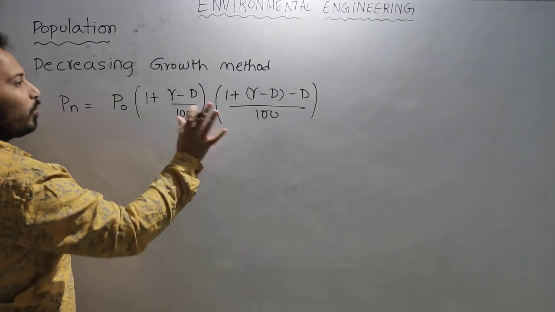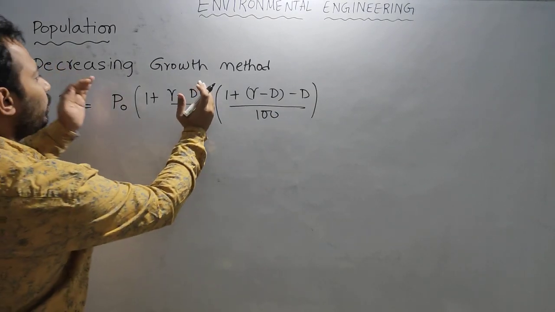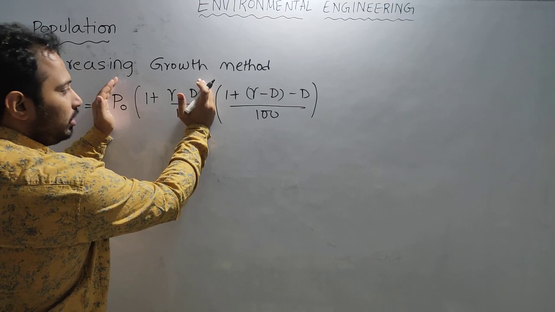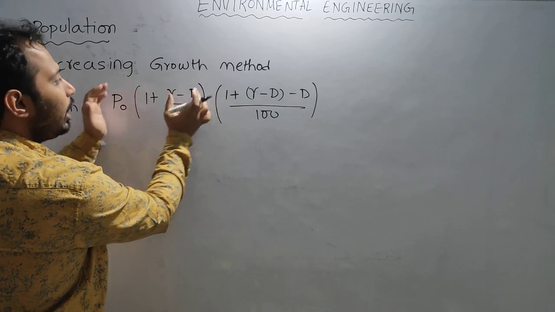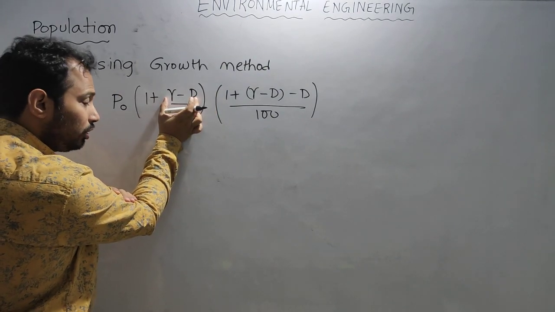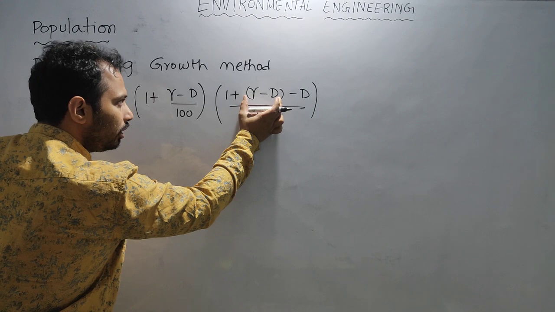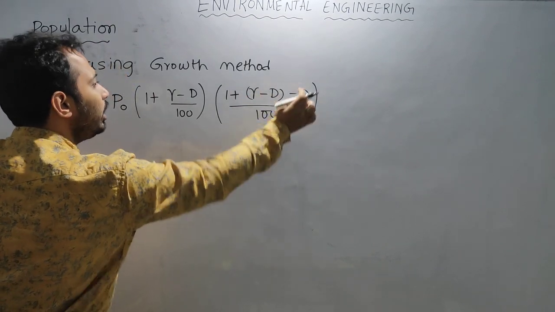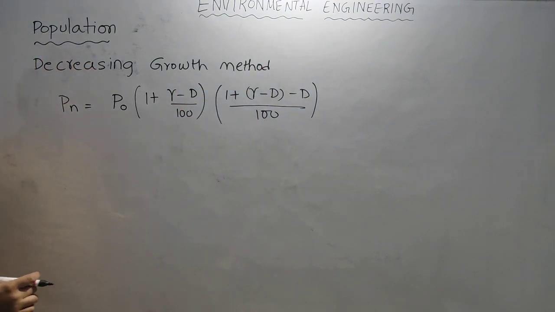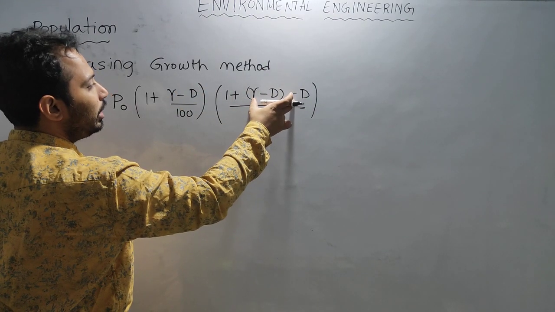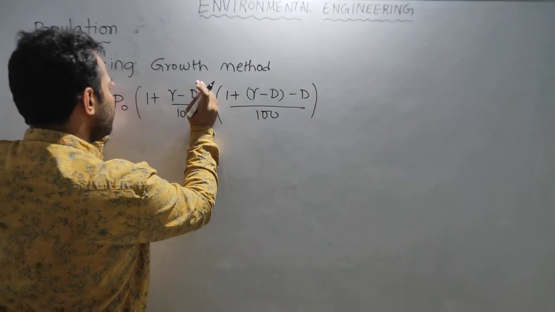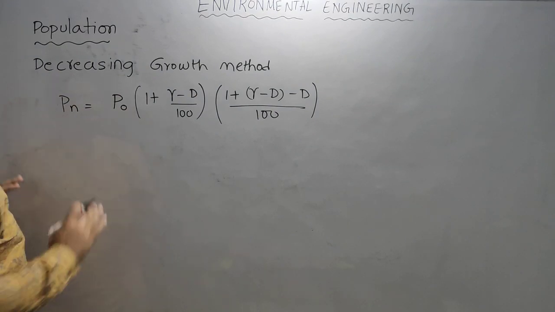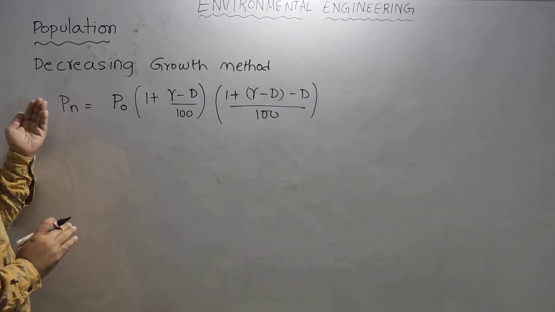Now if I want to find it for the second decade, take this as a unit. This is the population of the first decade, and this is the growth rate of the first decade. So this will be the growth rate for the second decade, but there is a decrement D. So the net growth rate of the second decade is this much. So this is the previous population, and this is the growth rate. That will give you the population of the second decade.